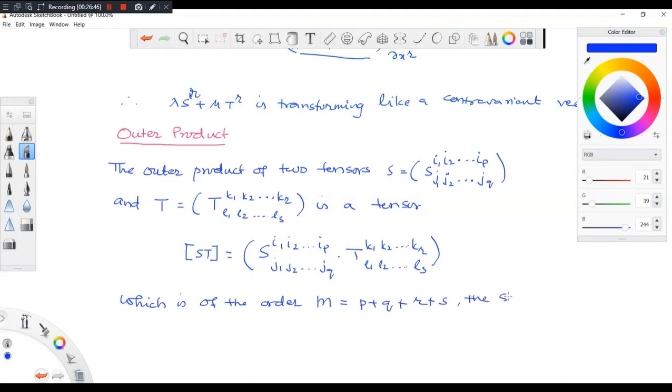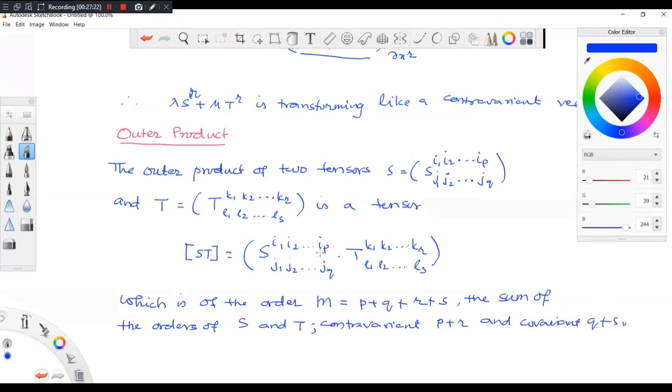The sum of the orders of S and T. Contravariant order is P plus R, and covariant order is Q plus S. So you sum them: contravariant P and R, covariant Q and S. So when you take the product, its order is defined like this.